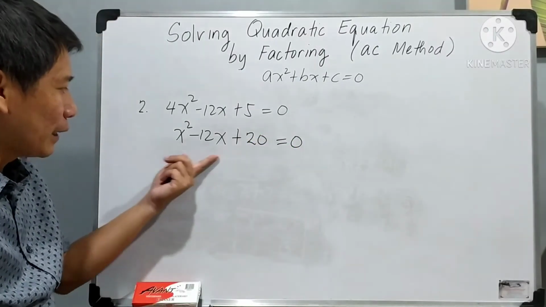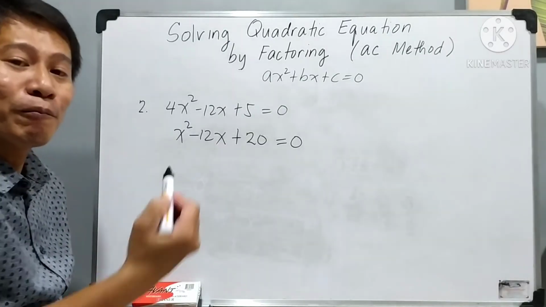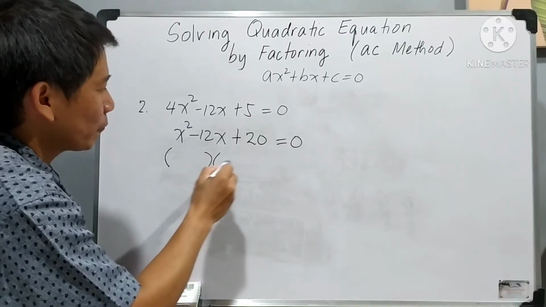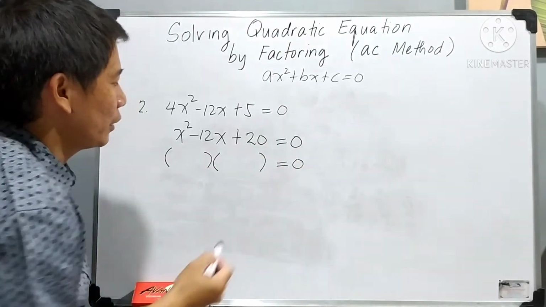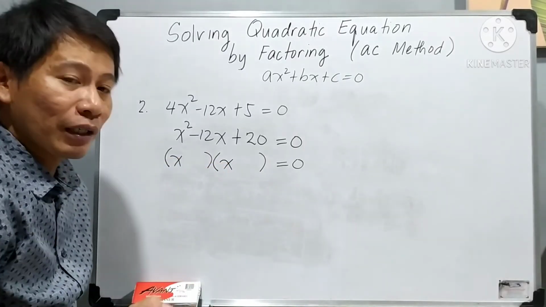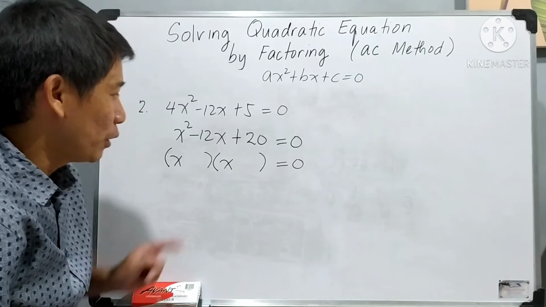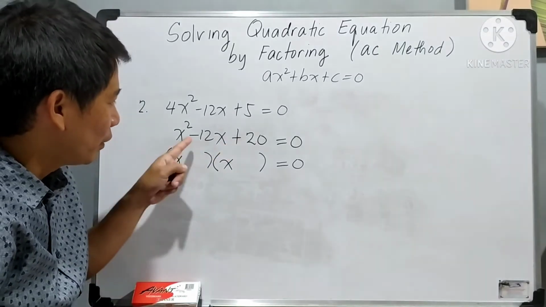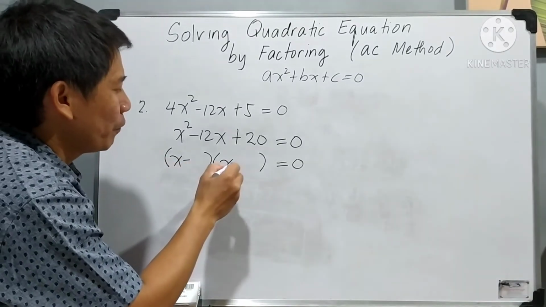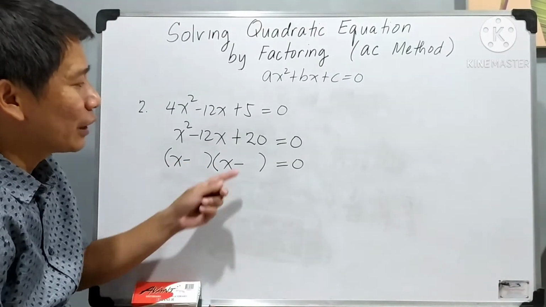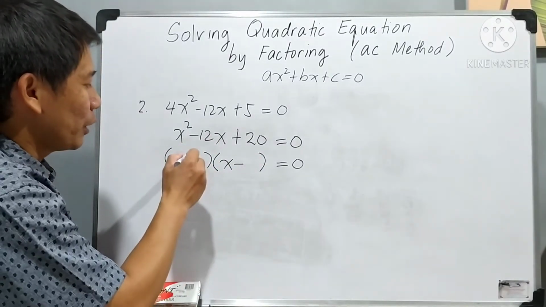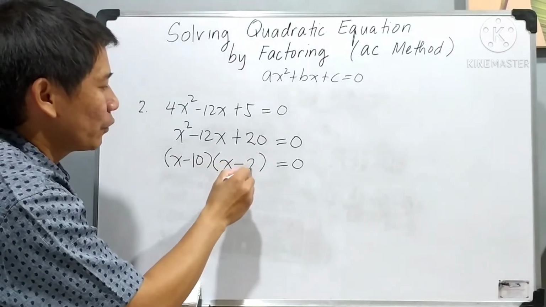So, ito na ngayon ang ating ipa-factor out. Simple quadratic trinomial. So, we have 2 binomial factors equals to 0. So, we have your x and another x here. So, kagaya kanina sa previous examples ko, pag yung dulo natin positive at yung gitna negative, so ang factors natin, dalawang negative. So, ano yung factors ng 20 na pag pinag-add natin, ang sagot ay negative 12? So, we have negative 10 and negative 2.